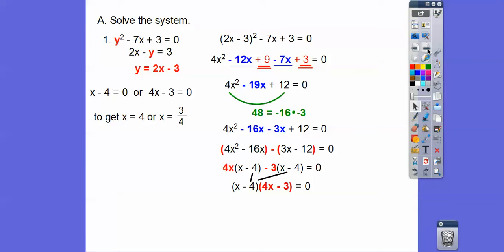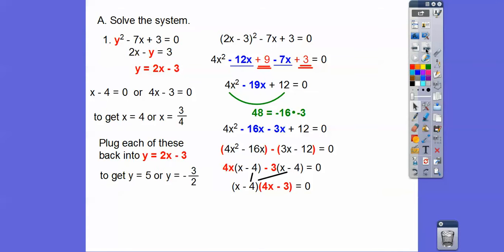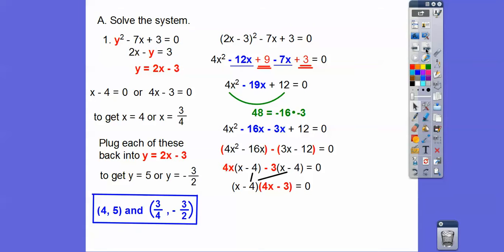Now, these are points, they're ordered pairs, so we got to find the y coordinate. So I'm going to plug in x equals 4 right there. 4 times 2 is 8. 8 minus 3 is 5. Then plug in 3/4. 2 times 3/4 is 3 halves. 3 halves minus 3 is 3 halves minus 6 halves, which gets us a negative 3 halves right there. Okay, so our ordered pairs are (4, 5) and (3/4, negative 3/2). So here this parabola and this line intersected at these two spots right here.